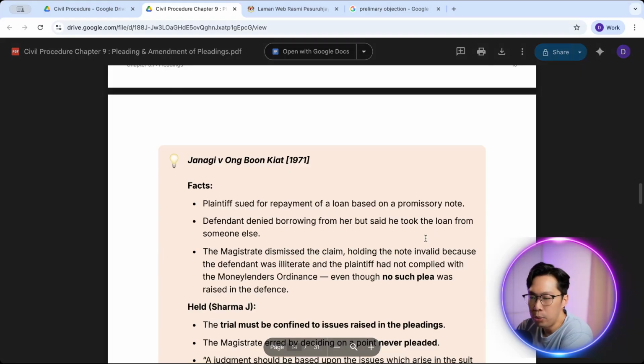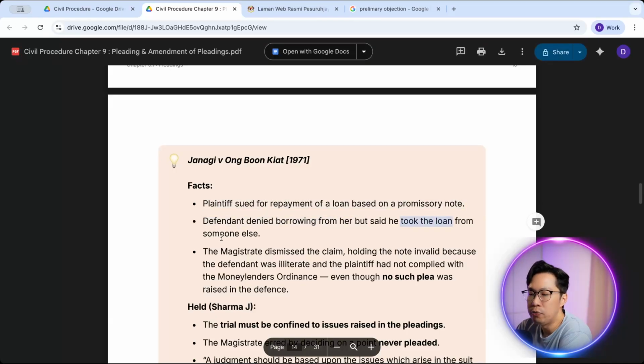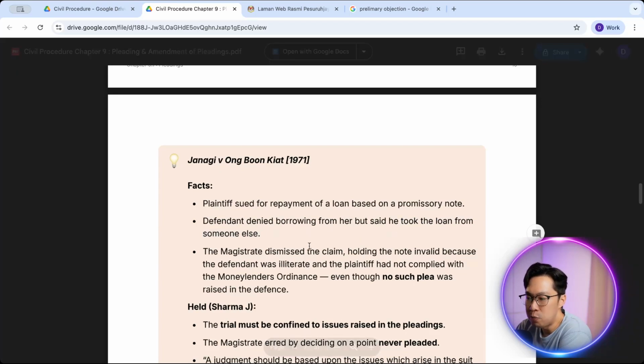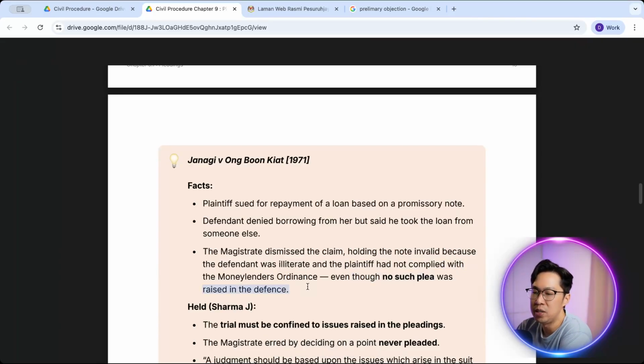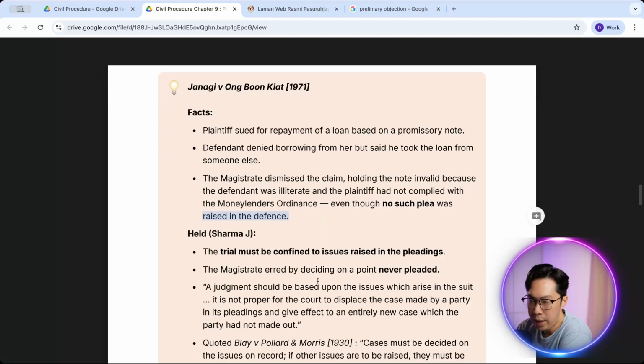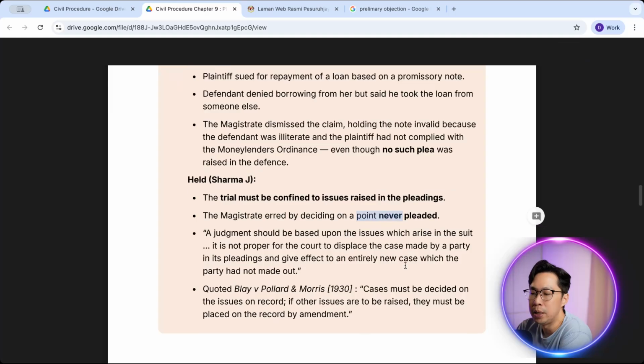In Janaki and Ong Kiat, the plaintiff sued for repayment of a loan. The defendant denied borrowing but said he took the loan from someone else. The magistrate dismissed the claim, holding the note invalid because the defendant was illiterate and the plaintiff had not complied with this, even though no such plea was raised in the defense. Held: the trial must confine itself to the pleadings. The magistrate was wrong in deciding a point not pleaded.